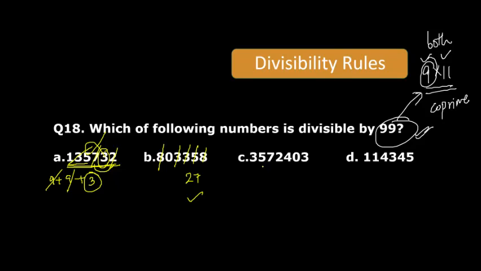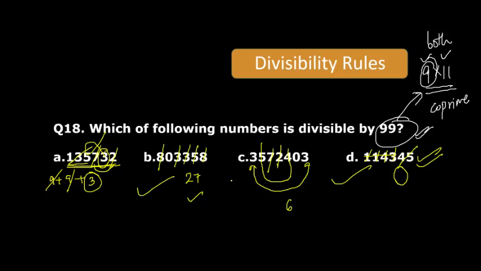Next, either you can add or you can cancel 9. Like 7 and 2 is 9, cancel out. 5 and 4 is 9, cancel out. So your remainder is 3 plus 3, that is 6. In the last, 5 and 4 is 9. 3 plus 4 is 7, and 8 and 1 is 9, it is also cancelled out, so it is also divisible by 9, right? So B and D both are divisible by 9.